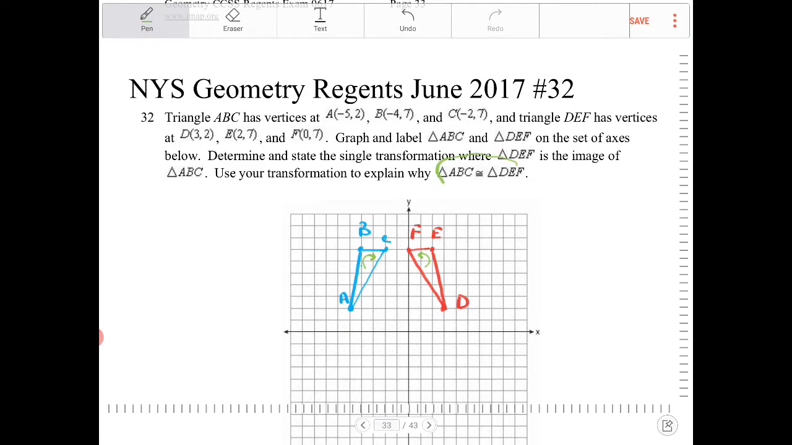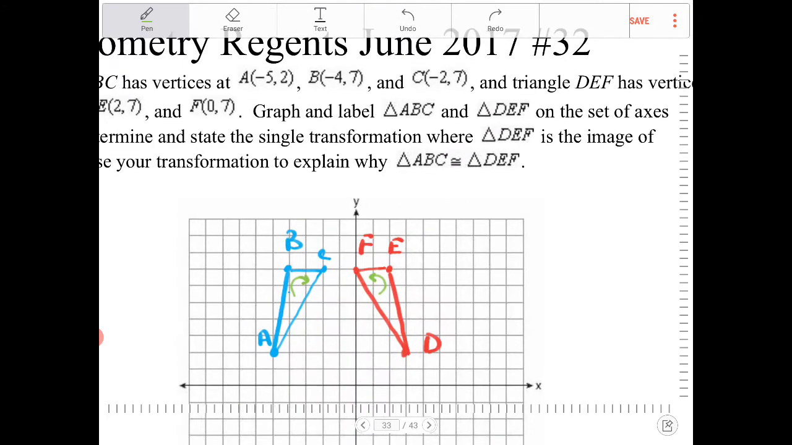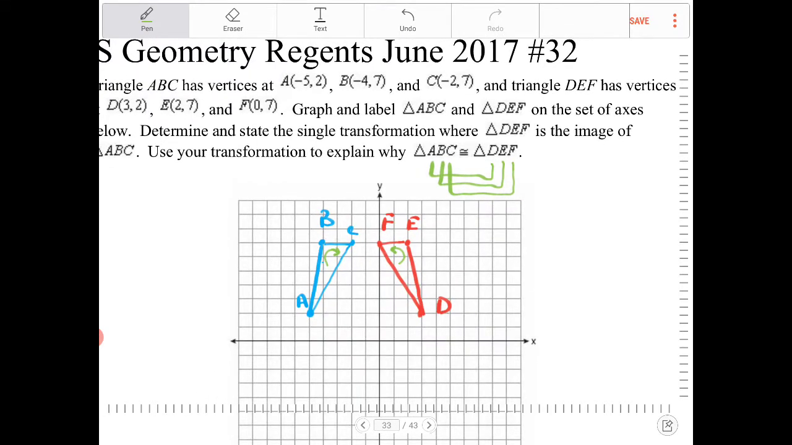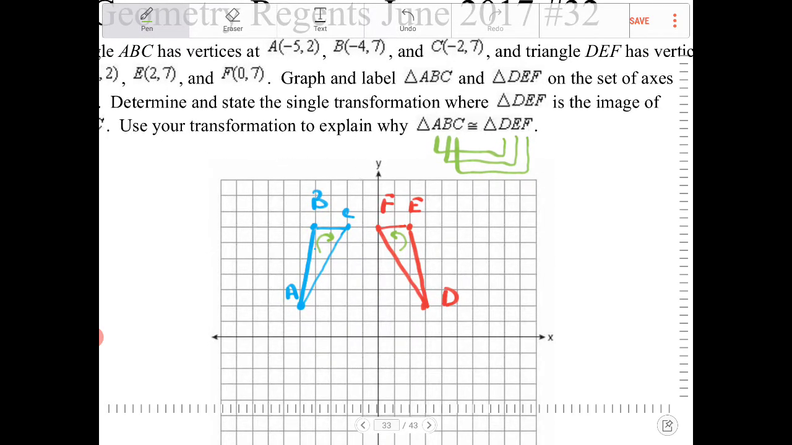Because ultimately at the end we're trying to prove that these two are congruent. And in doing so, A corresponds with D, B corresponds with E, and C corresponds with F. So again, ABC is clockwise, whereas DEF is counterclockwise. So in order for that to happen, there has to be a line of reflection, because reflection is the only rigid motion that will cause the orientation to be reversed.